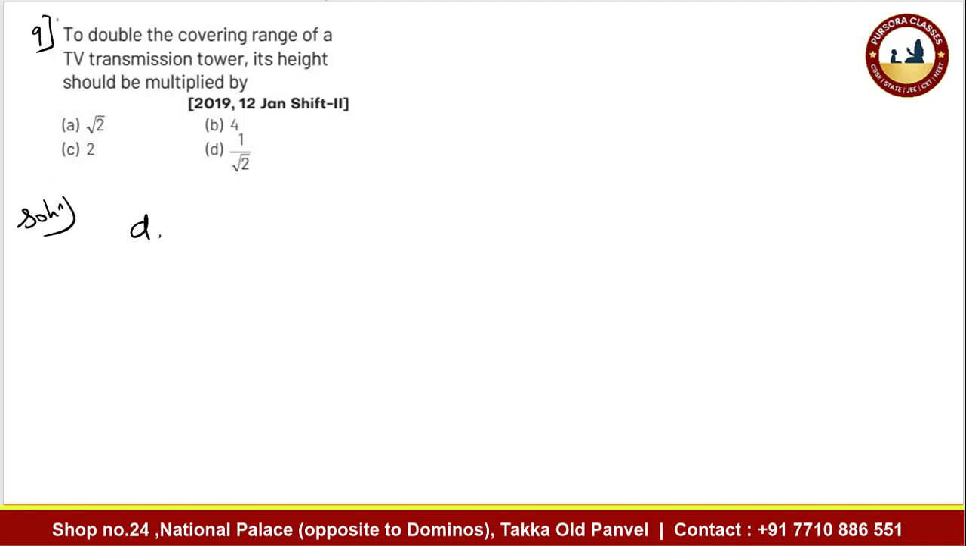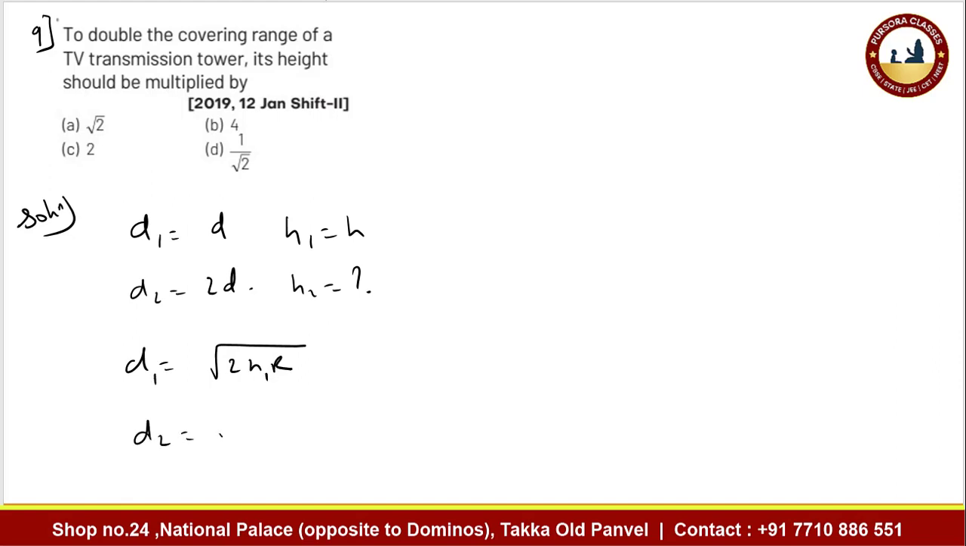Okay, so let the initial range be D. So D2 is 2D. We take the initial height as H. So H2 must be how much? Now we have D as under root 2HR. So this is D1, this is H1. D2 will be under root 2 H2R.